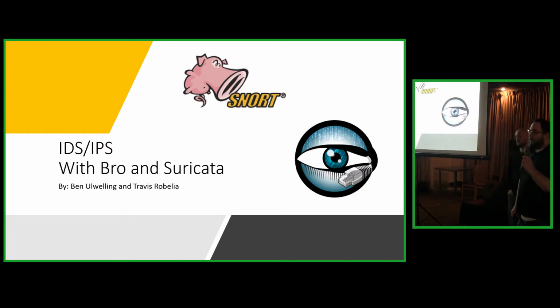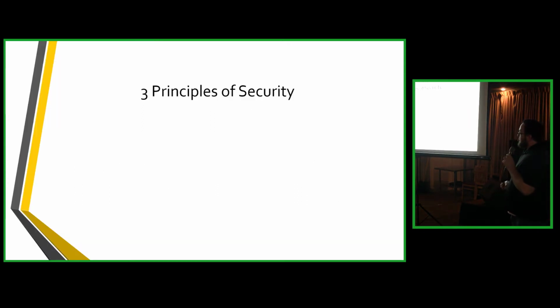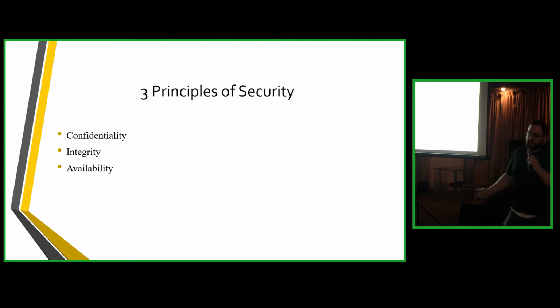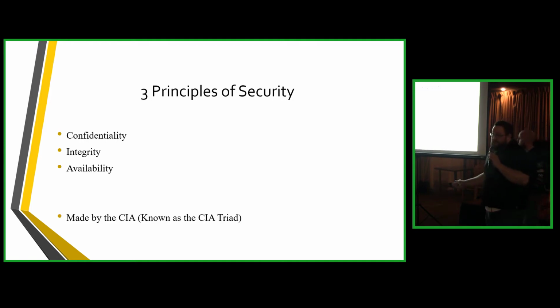So I thought it'd be a good way to start this off by going over the three principles of security. We went with the CIA triad, so you have confidentiality, integrity, and availability. It was made by the CIA, called the CIA triad. Let's run down the list with them.